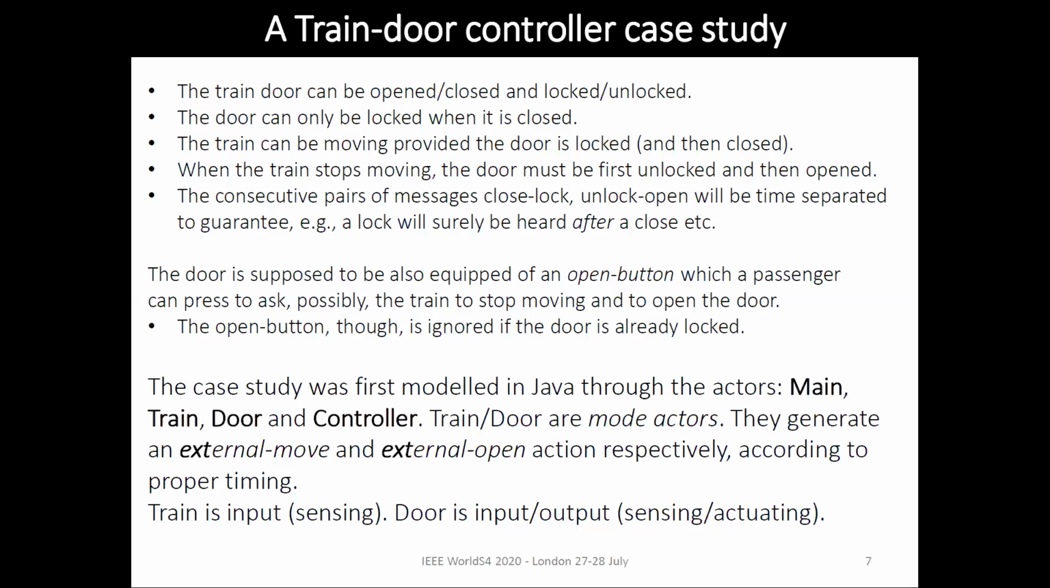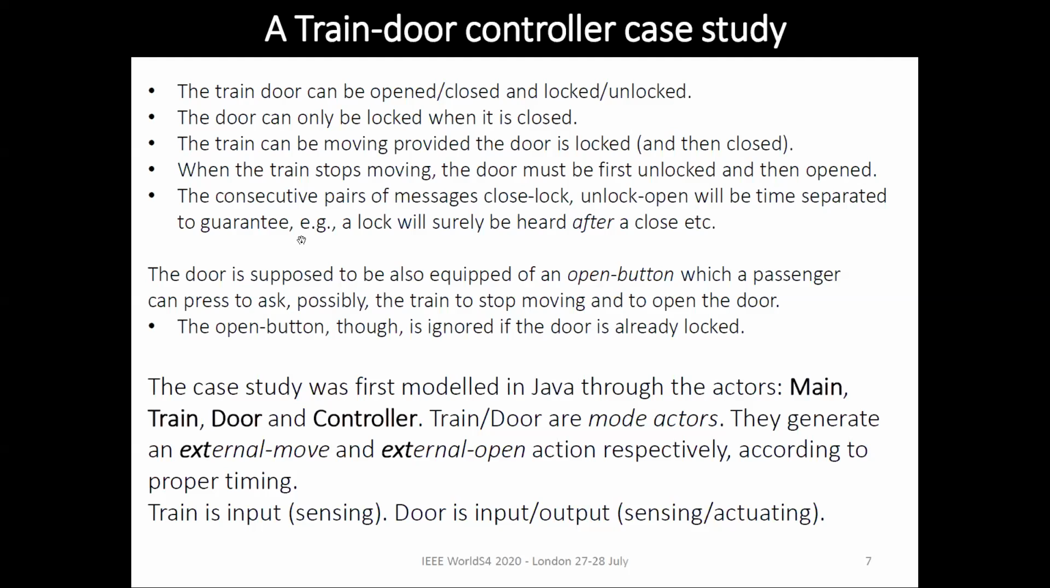Now, to give you an idea, we have applied our methodology to an apparently simple example, which is a train door controller. In this example, we have a train door, which obviously can be opened and closed, locked and unlocked. The door can be locked only when it is closed. The train can be moving, provided the door is locked. And if it is locked, it is necessarily closed. When the train stops moving, the door must first be unlocked, then opened.